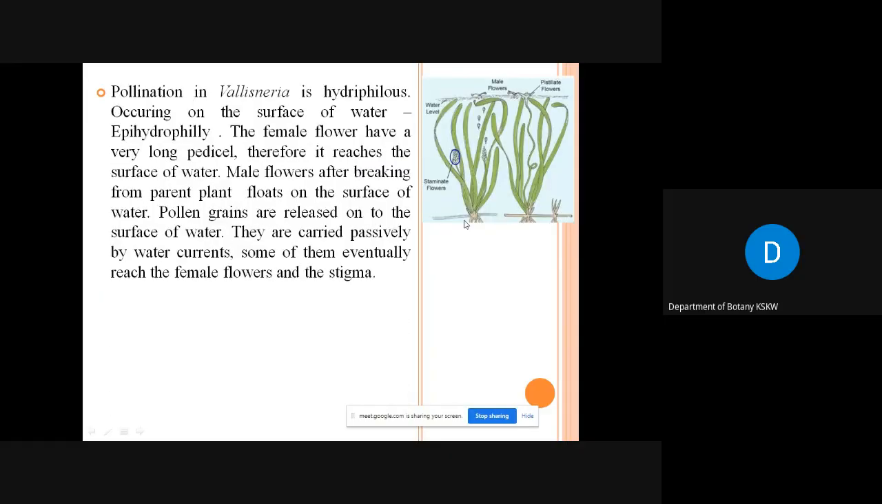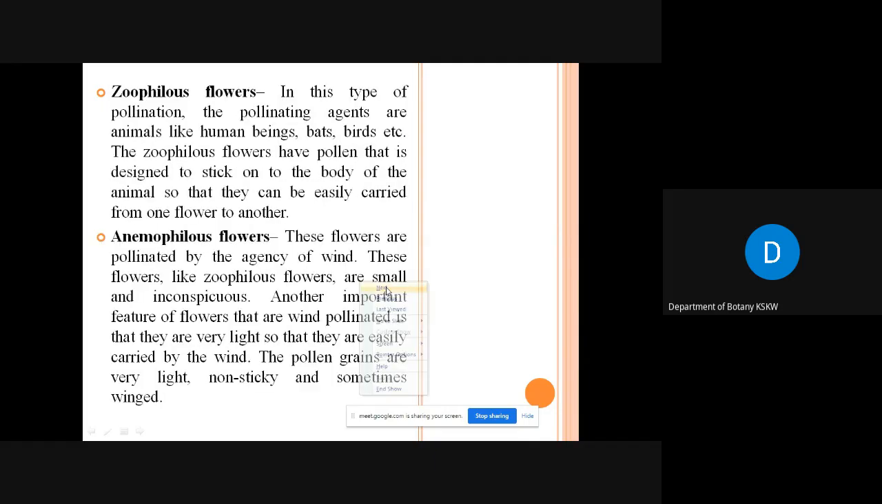as in the case of Vallisneria. So here you have the staminate flowers which will shed the pollen grains. They go upwards, floating on the surface of the water, and upon coming in contact with the pistillate flower, or the female flower, they bring about the pollination. Zoophilous flowers. Now in zoophilous flowers, we have different agents like human beings, bats, birds, etc.